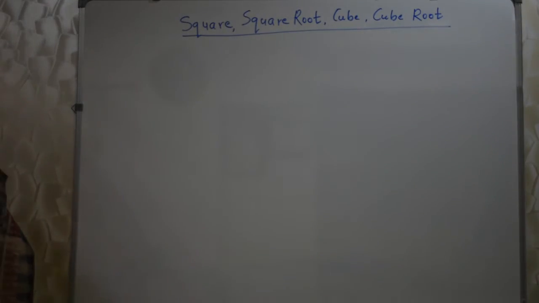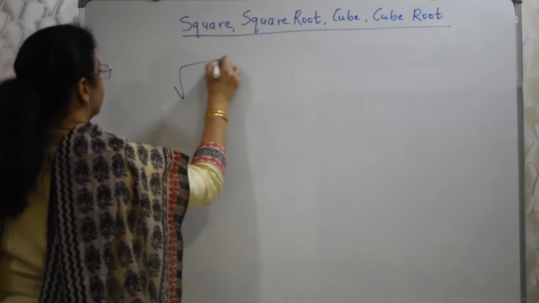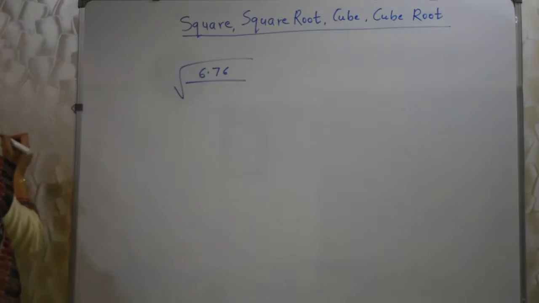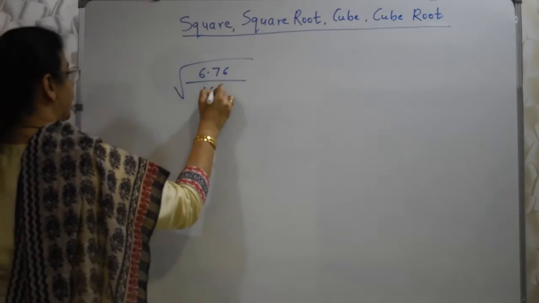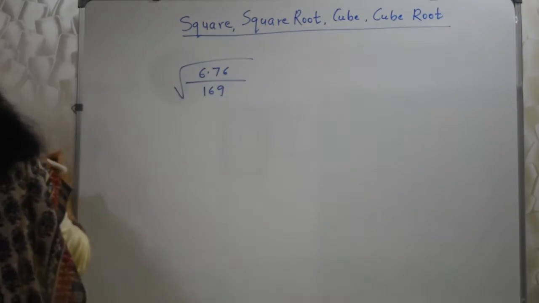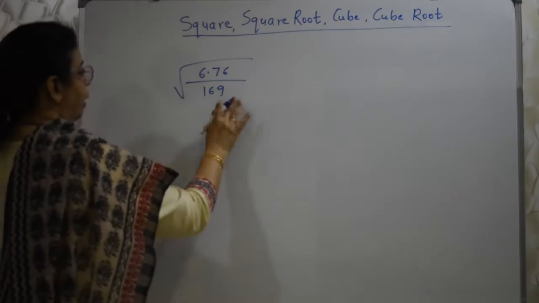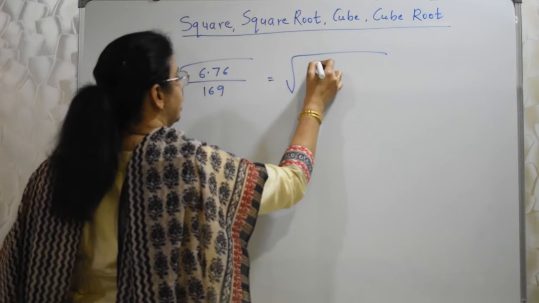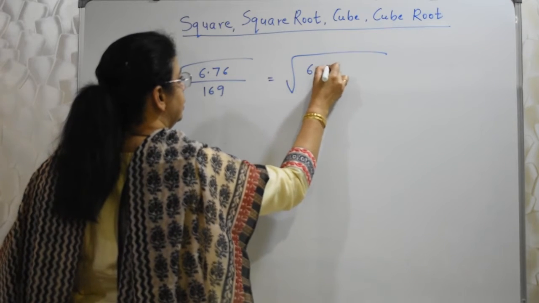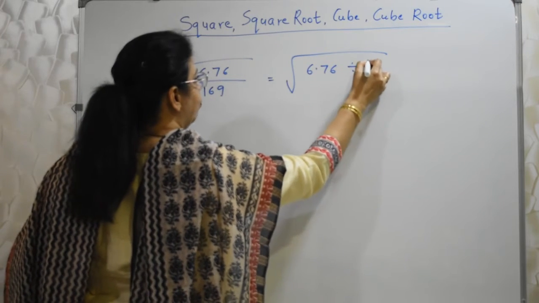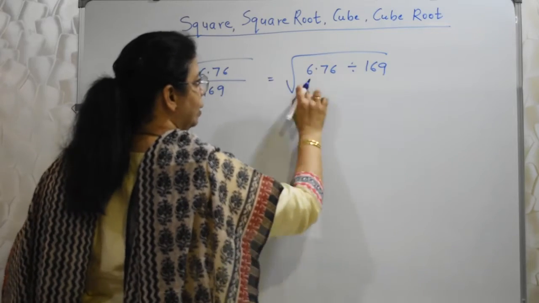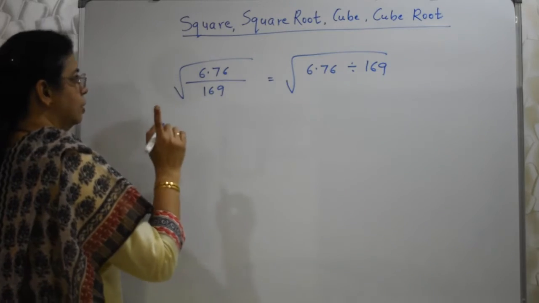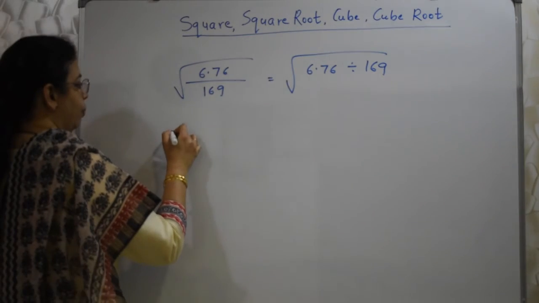Next sum. 6.76 upon 169. Everything is in this square root. Okay? ये सबका स्क्वायर रूट फाइंड आउट करना है. Okay, will do that. 6.76 divided by 169. I would suggest you write always in this horizontal way. Okay, so it becomes easy. The probability of making mistake reduces.